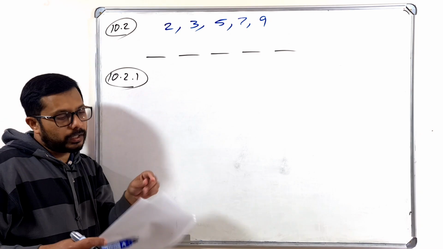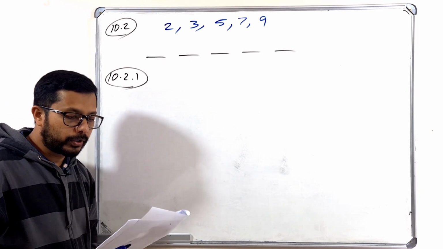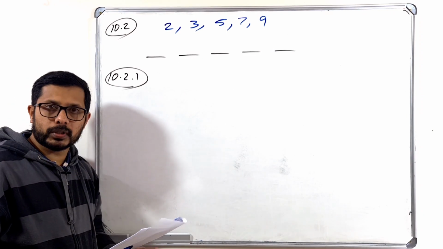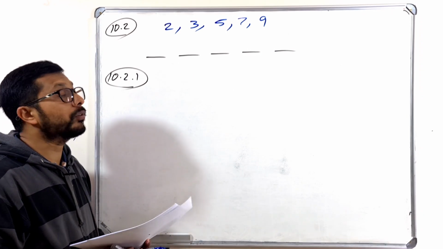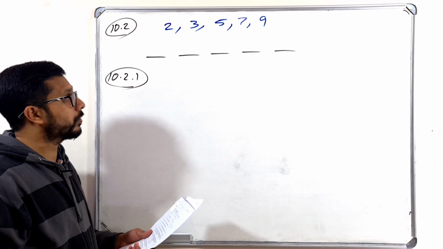Okay, so here what is the straightforward question? How many different possibilities, how many different codes can be created? That means you have to find the number of codes. How many different codes can be created?